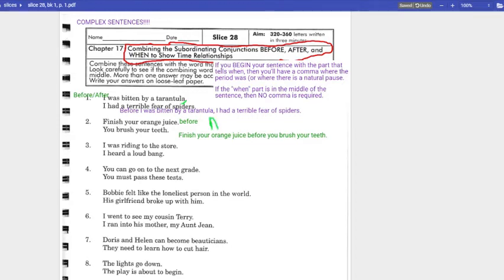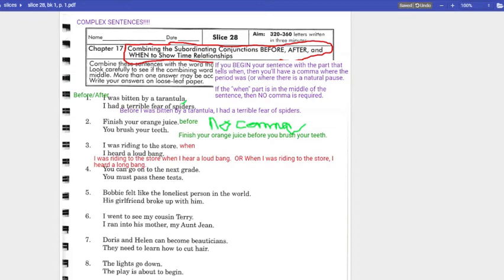Okay, so again, because it's in the middle of the sentence, it's not at the start, there will be no comma. All right? Number three, I was riding to the store. I heard a loud bang. Now, this one, it can go a couple different ways. For me, naturally, I just throw the when in the middle. So I was riding to the store when I heard a loud bang.